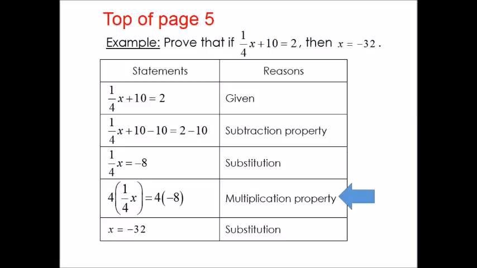In the fourth line, I multiply both sides by 4 to cancel out the 1/4. And the multiplication property is the reason I can do this. And then in the last line, I replaced 4 times 1/4 x with its value x, and replaced 4 times negative 8 with its value, negative 32. This is by substitution. Since my last statement matches what I was asked to prove, the proof is complete.